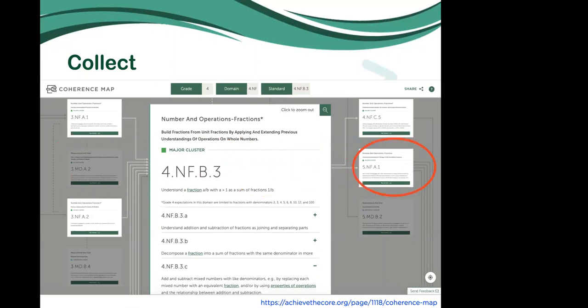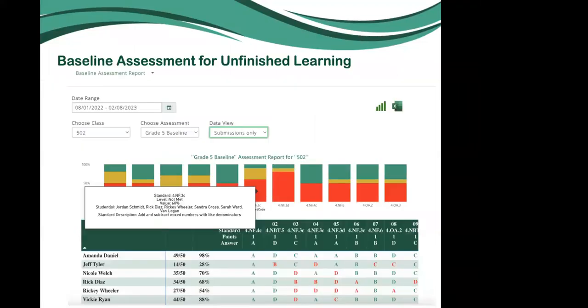So for example, even though as a 5th grade teacher, I may be focusing on standard 5.NF.A.1, I also know that students need to have a strong understanding of the prerequisite standard 4.NF.B.3 in order to be successful in mastering the current grade level standard. So whatever pre-assessment data you have can help drive that plan forward.